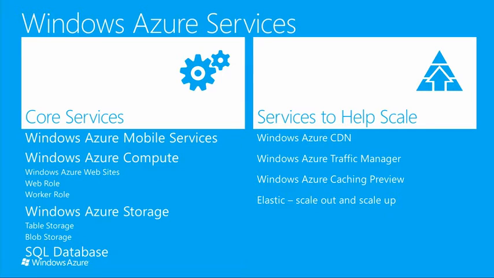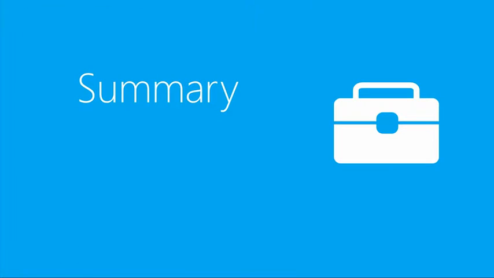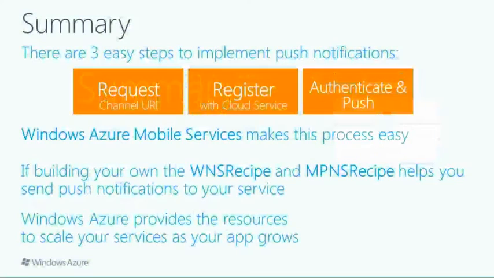So let me pull this along here. And let's finish up. So in summary, there are 3 easy steps to implement your own push notification scenario. Request a channel, register it with your cloud service where it's stored, and then later authenticate and push.